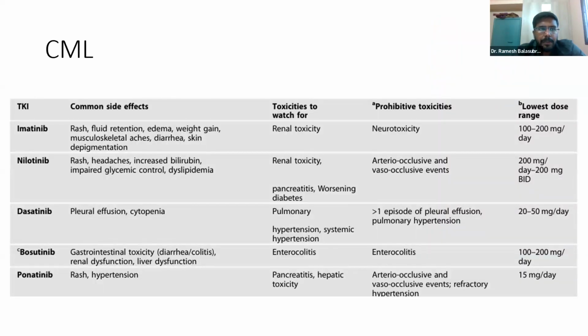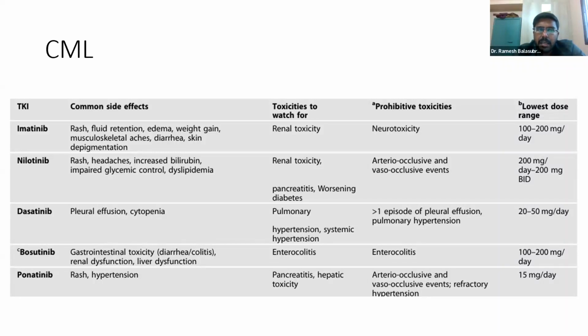Into chronic myeloid leukemia. These are the tyrosine kinase inhibitors approved and used in CML. First generation is imatinib. The common side effects can be fluid retention, weight gain, and sometimes muscle ache can be the complaint. Few patients can have diarrhea, and skin depigmentation can be there. The toxicity we have to look for is renal toxicity. The dosage is 400 milligram once daily. The lowest range that can be used is 100 to 200 milligram per day.